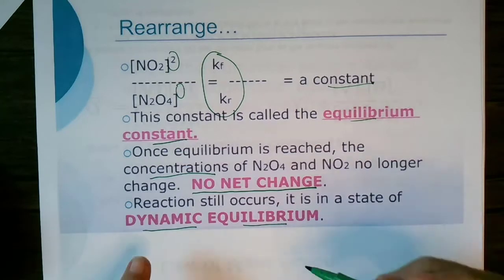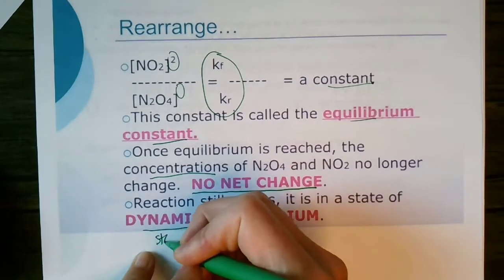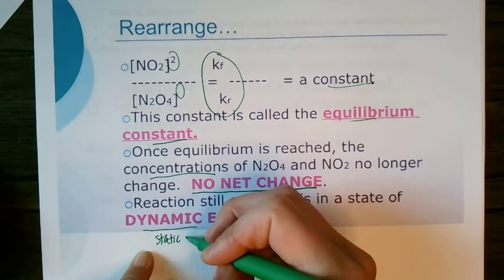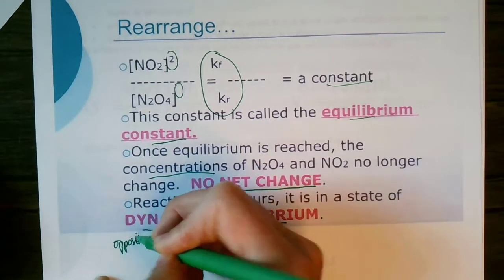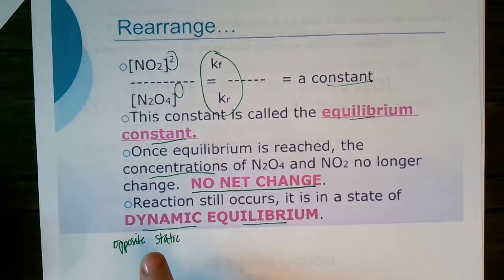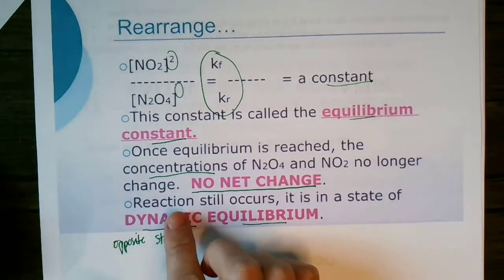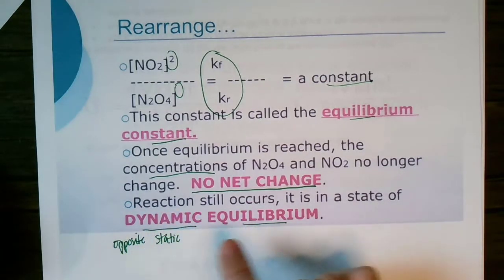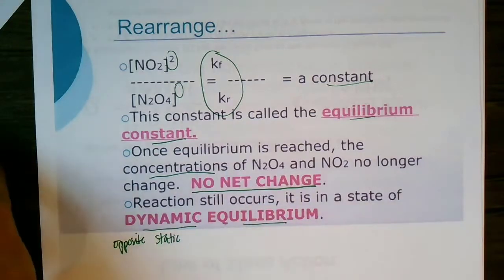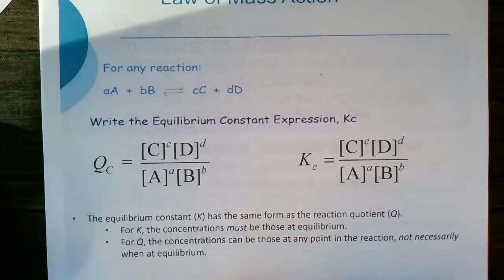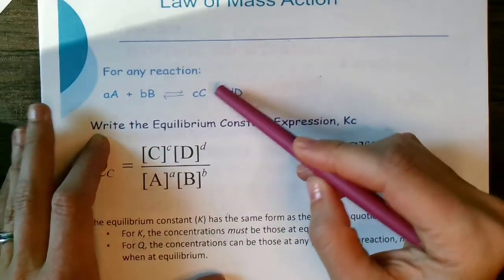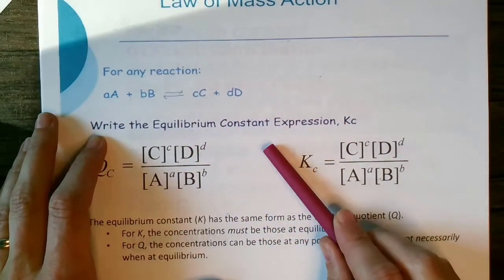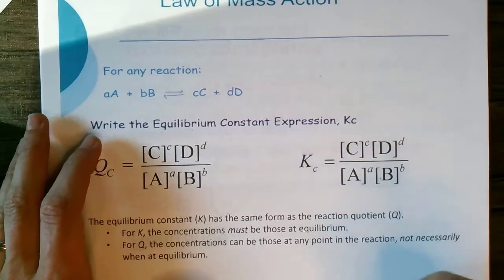The opposite of dynamic equilibrium is static, which means no movement, but this still has movement. The reaction is still occurring back and forth. We're just not changing the concentrations. So for any reaction, we can use this law of mass action. For any reaction happening, we can write the equilibrium constant expression.